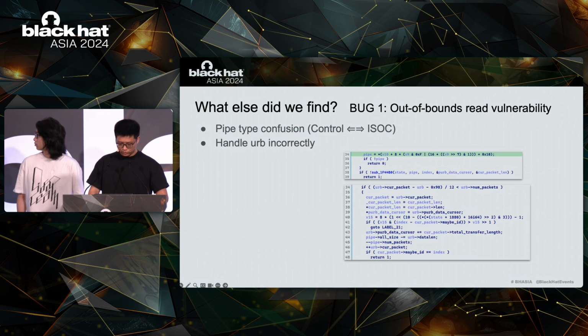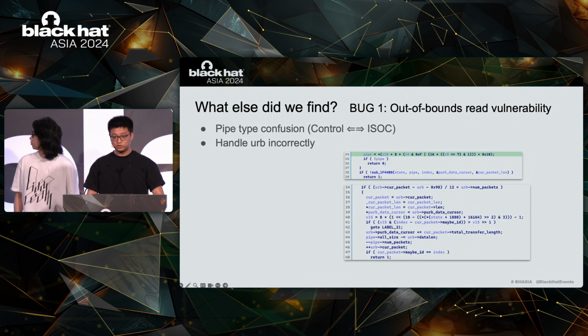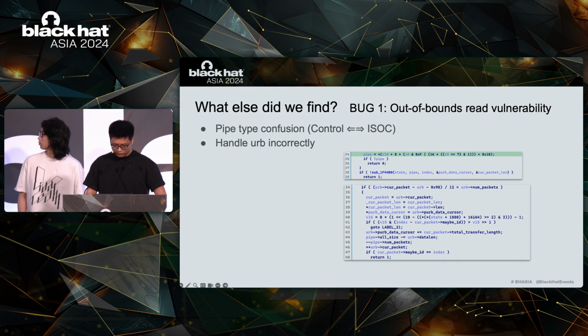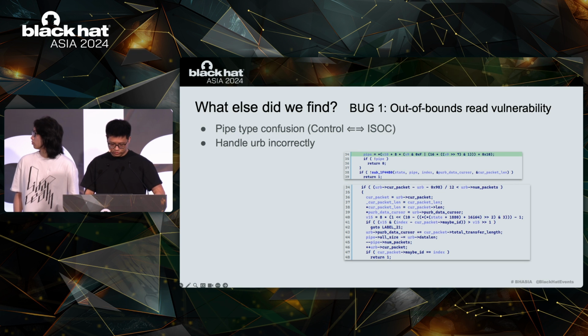In addition to CVE-2022-31705, we discovered a few other bugs, such as out-of-bounds read and information disclosure, which have all been fixed. We will give two examples here. First, there is an out-of-bound read vulnerability caused by pipe type confusion.